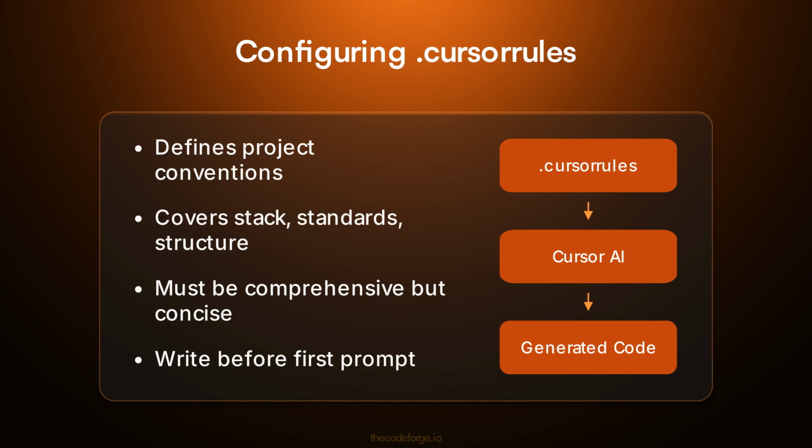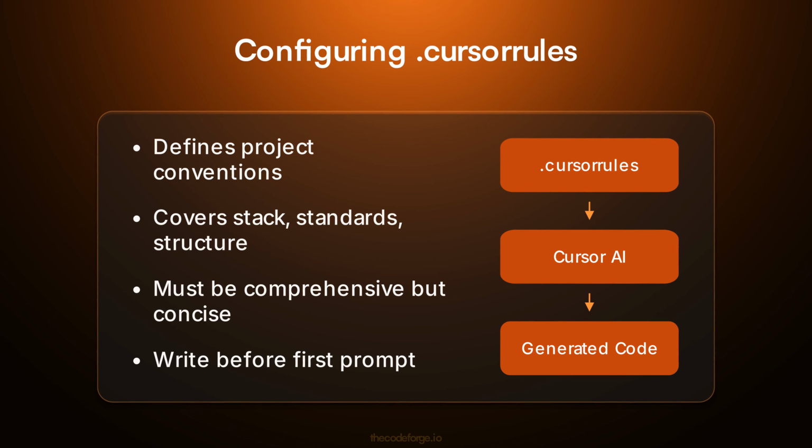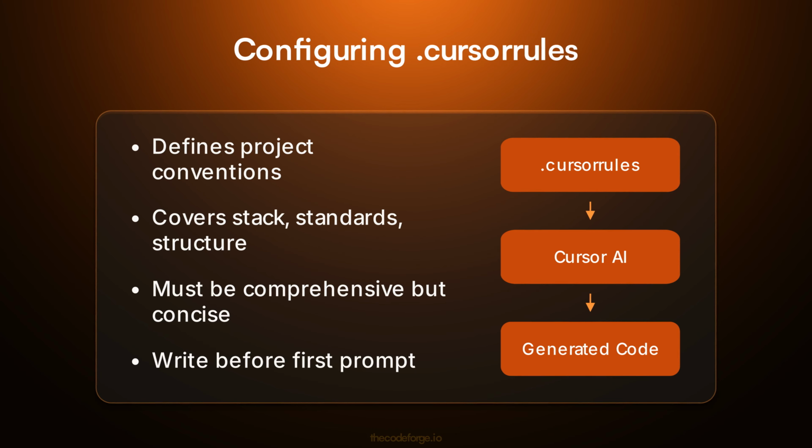The cursorrules file is the single most important configuration. It tells Cursor your technology stack, coding standards, file structure, and domain-specific constraints. Without it, Cursor generates generic code that may not match your project.